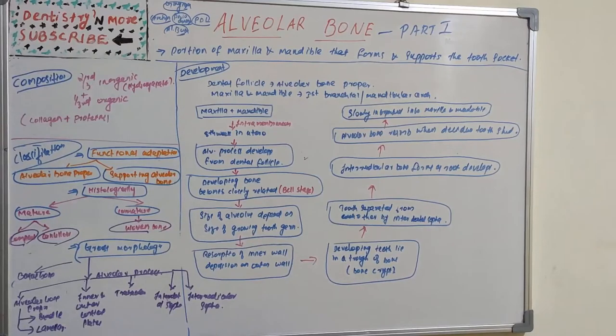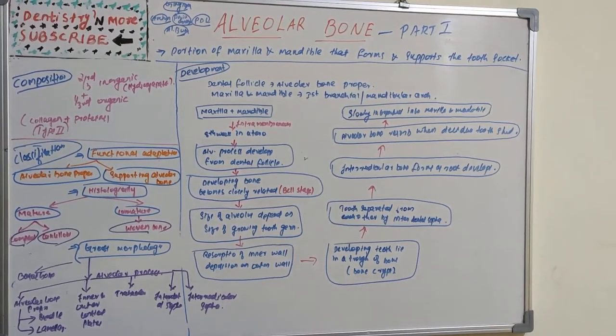Now we are looking at the composition of alveolar bone. Alveolar bone is composed of inorganic and organic matter: two-thirds of the total is inorganic matter and the remaining one-third is organic matter. Inorganic matter includes hydroxyapatite crystals and minerals such as calcium, phosphorus, carbonate, citrate, hydroxyl ions, magnesium, sodium, potassium, and fluoride in very small quantity. Organic matter consists of both collagen and non-collagenous proteins, such as osteocalcin, osteonectin, sialoprotein, phosphoproteins and proteoglycans. So that's the composition of alveolar bone.